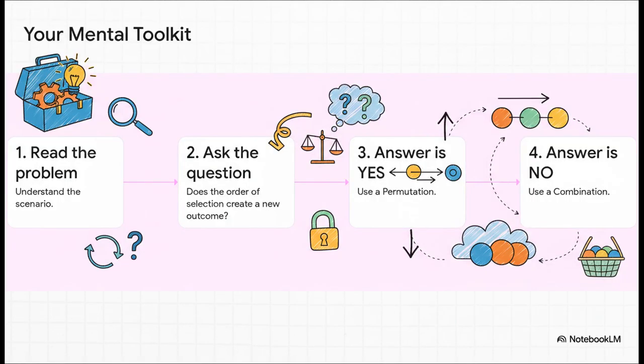So think of this as your new mental toolkit. It's a super simple 4-step process. 1. Read the problem. 2. Ask the golden question. 3. If the answer is yep, the order totally creates a different result, bam, you've got a permutation. And 4. If the answer is nope, it's the same group no matter how you pick them, then you need a combination. Seriously, that's it.